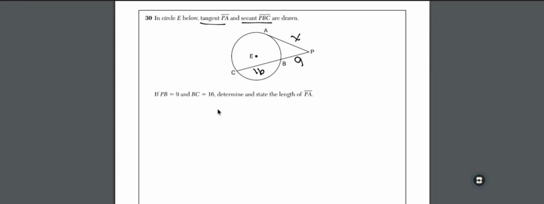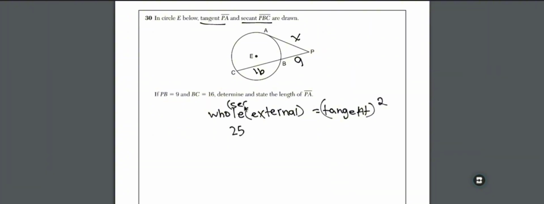So I'm going to use the formula of the whole secant times the external of the secant is equal to the tangent squared. So the whole length of my secant is 25. The external is this portion right here that is outside the circle, which is 9, and it's going to equal my tangent, which I noted as x squared.